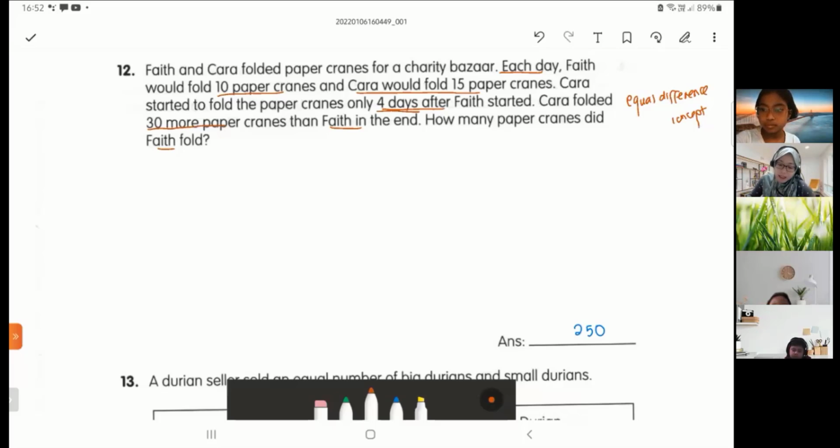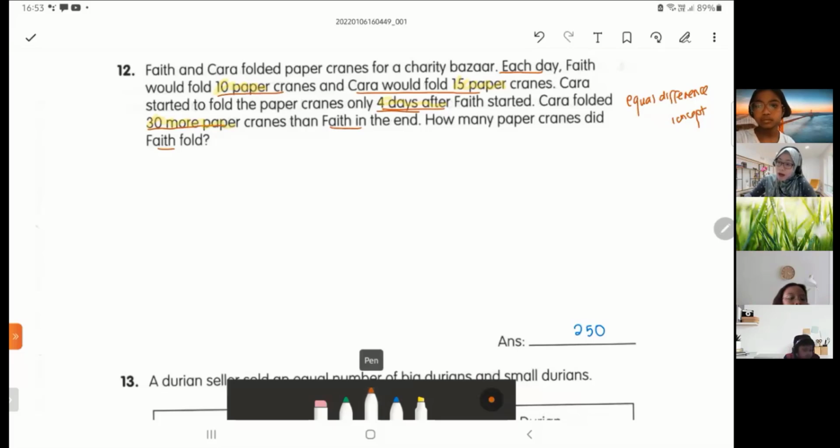Now, let's look at the number of paper cranes that are given here. Each day, Faith would fold 10 paper cranes. Kara will fold 15 paper cranes. These are the paper cranes that these 2 girls separately folded each day. But we know that Kara started 4 days after. So Faith started first, Kara started later. That's what the question says. But Kara managed to catch up and fold more paper cranes than Faith. Even though Kara started later than Faith, she folded more than Faith. Understand? That is what they're trying to say there.